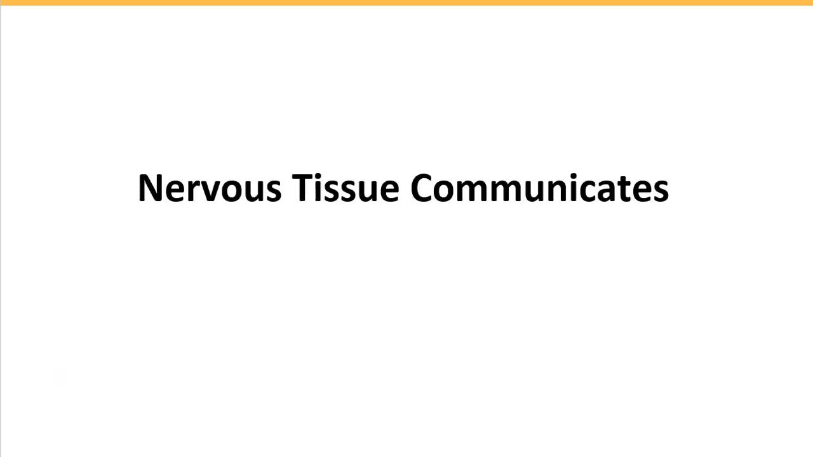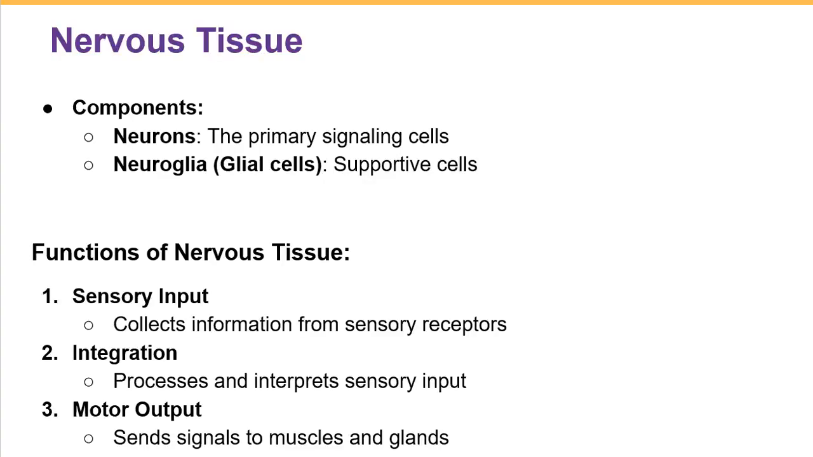Now let's look at the nervous tissue. The nervous tissue communicates, it controls, it makes the action potential, and it also conducts the action potential, or electrical signals. So nervous tissue is composed of neurons and glial cells. So we have two types of cells for our nervous tissue.